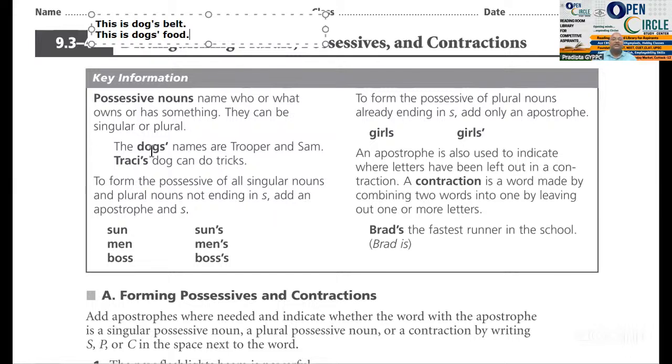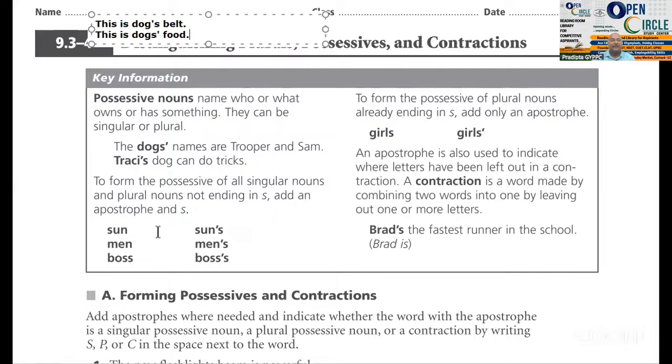Anyway, so the dogs' names are Trooper and Sam. Tracy's dog can do tricks. So son, sons, men, men's. Can anyone make a sentence using men's? Men's, M-E-N apostrophe S. These are men's rooms in the hostel, correct? This is men's toilet. Similarly, you will say this is women's toilet. Women's toilet, women's washroom, whatever you say.